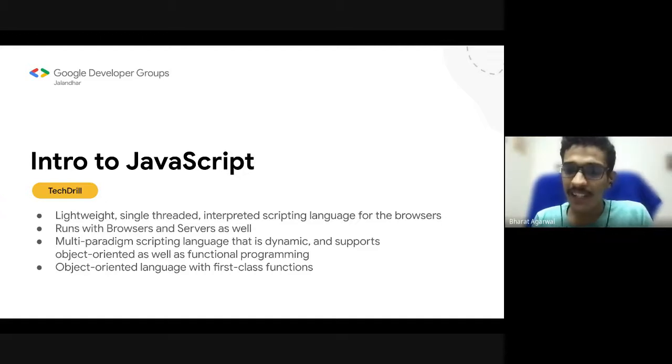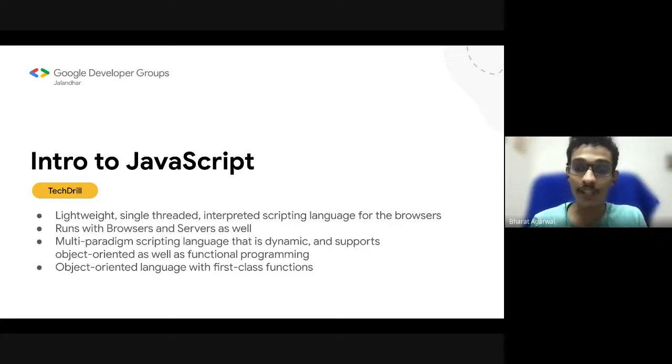JavaScript is object-oriented with first-class functions. Does anybody have any idea what first-class functions are? Cool. First-class functions means a language which supports passing functions as arguments. In functions we pass arguments, so JavaScript supports passing functions as an argument, and it can also return a function. This is what a first-class programming language means. So JavaScript is a first-class function programming language.